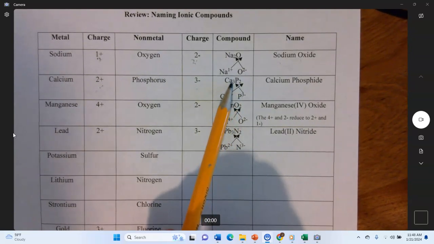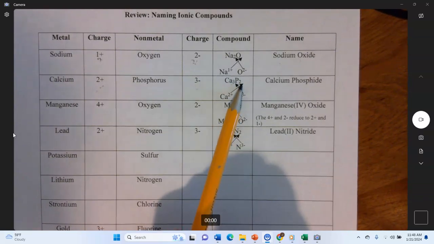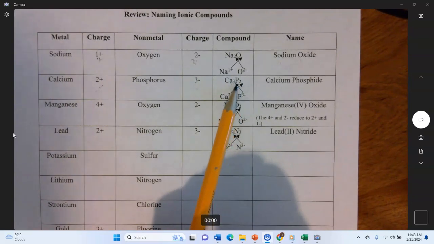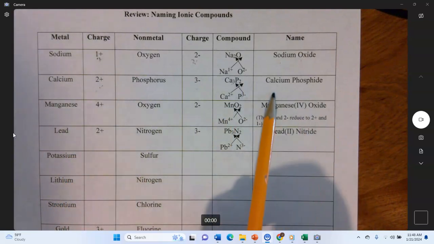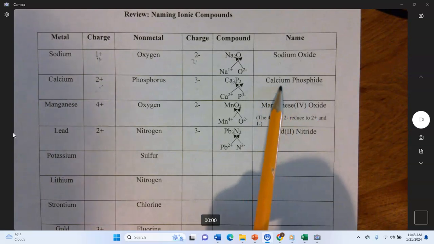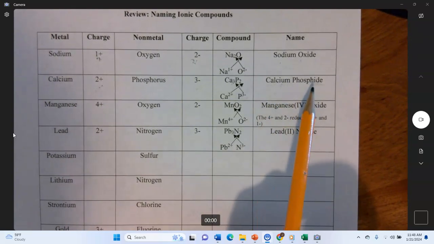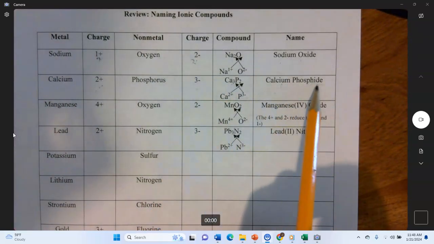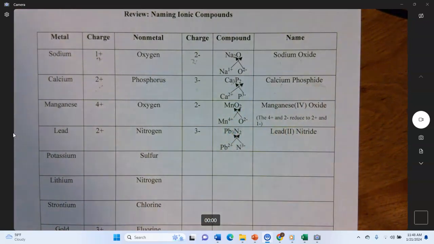So you need 3 of the 2 pluses, which equals 6+, to balance out with 2 of the 3 minuses, which is 6-. So 6+, 6-, and that's calcium phosphide. The only thing you change from the names, the calcium, the metal stays the same name. The phosphate changes to phosphide. It changes to IDE.